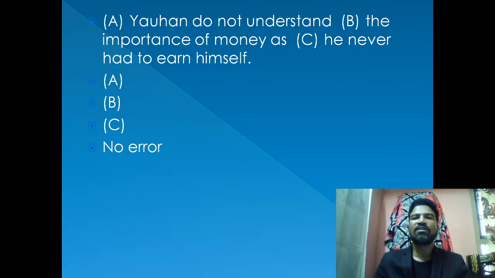Johann did not understand the importance of money, as he never had to earn himself. Johann did not understand. So where is the error? Yes, you guys are ready, right? The answer is in part A, because "Johann do not understand". Johann is the third person singular. Therefore, Johann does not understand. When the statement is in simple present tense, Johann is the third person singular. Therefore, we should use Johann does not understand the importance of money, as he never had to earn himself.